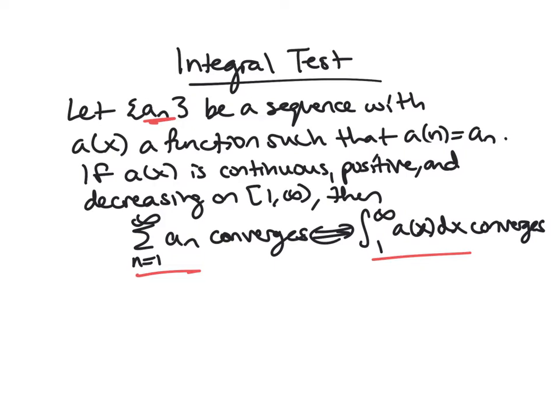So why do we have these conditions? Continuous basically ensures that the integral will work out. And then positive and decreasing is what is going to allow us to compare these things nicely. So let's get some intuition as to why this actually works.